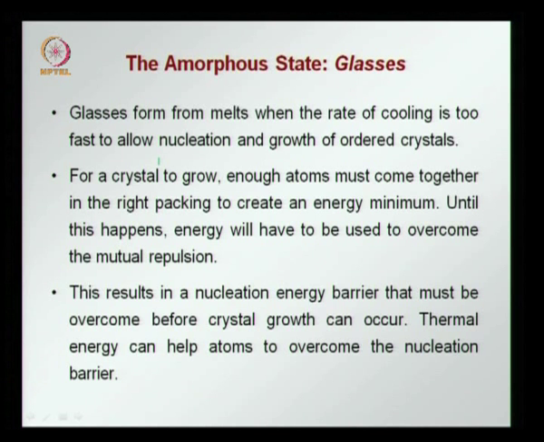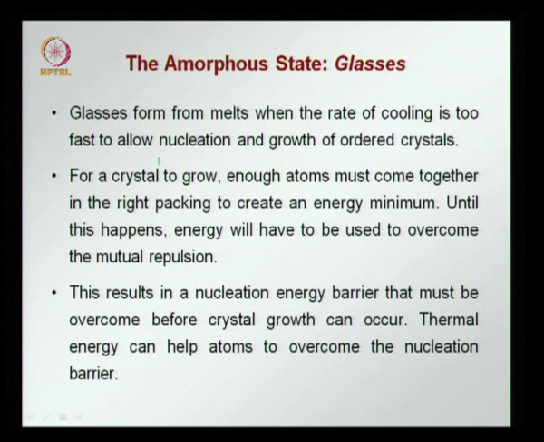Glasses or amorphous materials form, for example, from melts when the rate of cooling is very fast. We saw before when we talked about crystals, there are different stages of growth in the crystal. From a melt, first you have nucleation, and around these nuclei slowly these crystals start forming, then one crystal meets another and a grain boundary is formed.